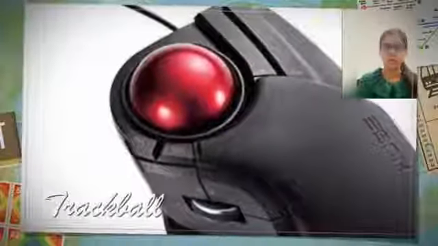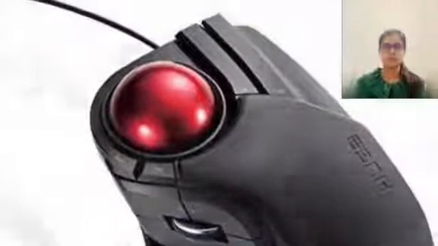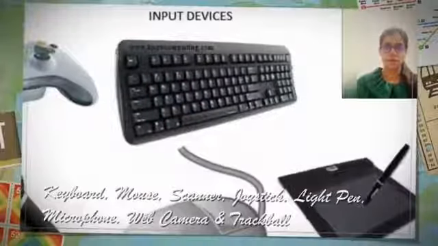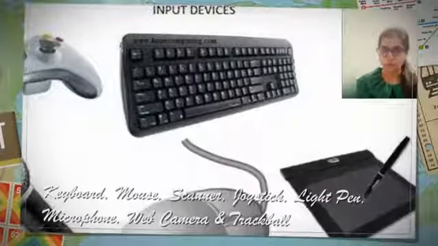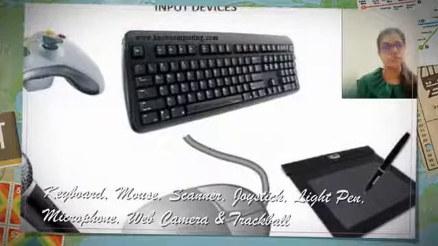So kids, our last input device is trackball. What is a trackball? Trackball is a pointing device. It has a ball on its top. It is used to move the pointer on the screen. User moves the pointer by scrolling down the ball with the help of his fingers or palm. It is an upside down mouse. So kids, these all are the input devices. We studied keyboard, mouse, scanner, joystick, light pen, microphone, web camera and trackball.